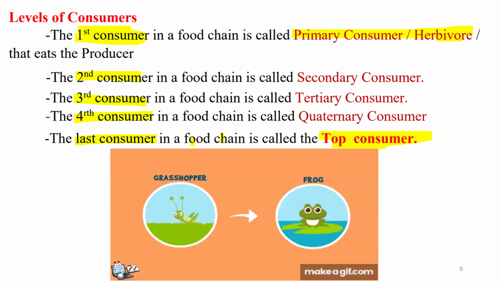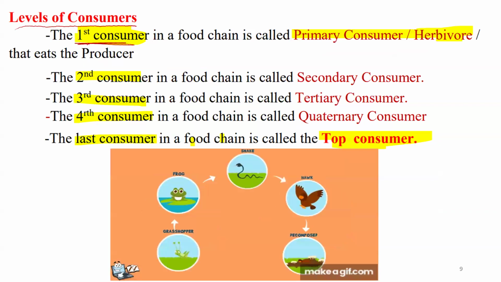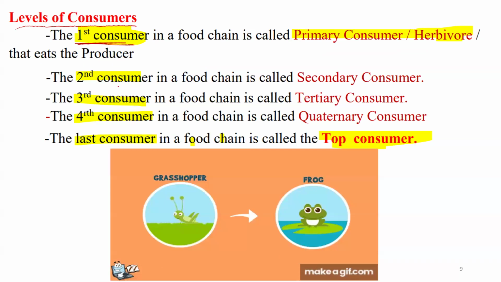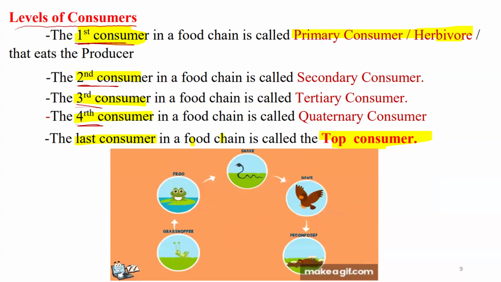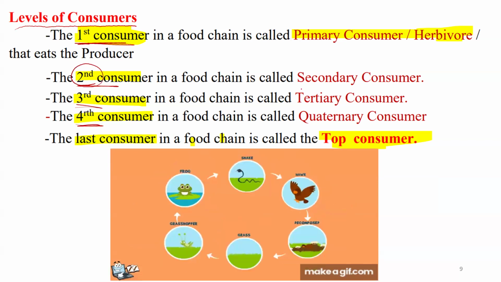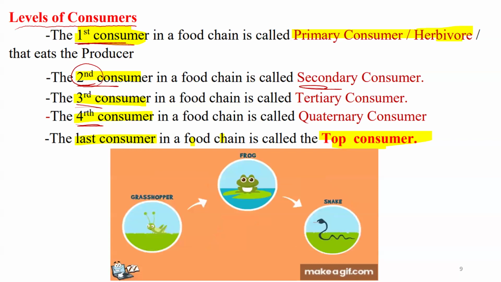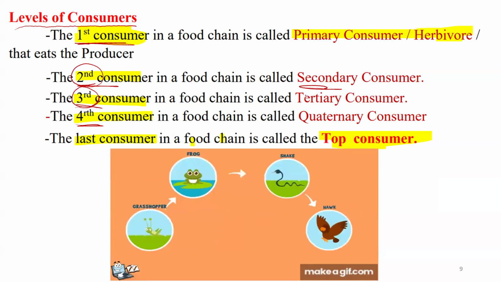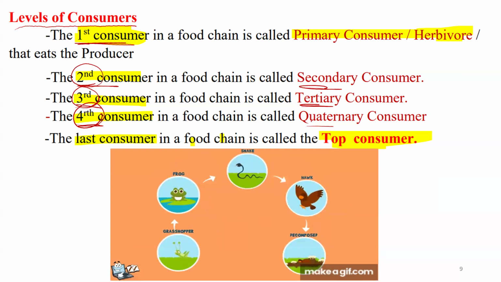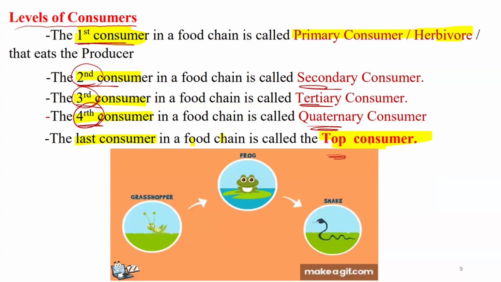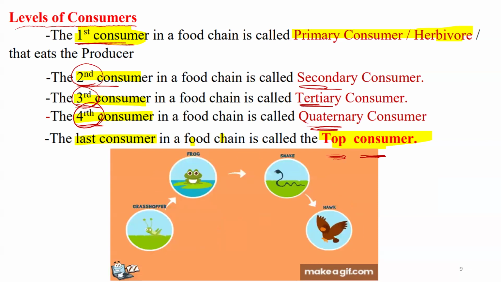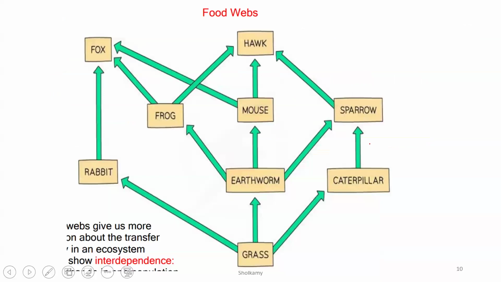Easy? Okay, so we're talking about the level of consumers, and I think we already mentioned it. The first consumer is the herbivore. We first have a producer, and then the first consumer, second consumer, third consumer, fourth consumer. Very, very easy. The second consumer is known as the secondary consumer. The third consumer in the food chain is known as the tertiary. The fourth consumer is known as the quaternary. The final consumer in a food chain is known as the top consumer. Okay, I see that things are very easy, but if any one of you has a question, please stop me.